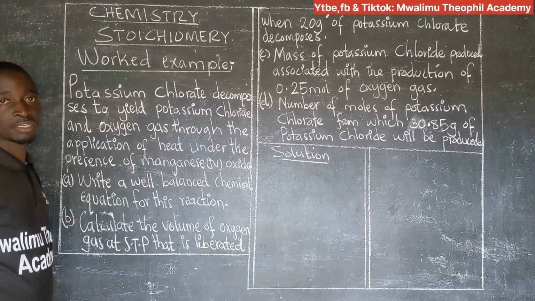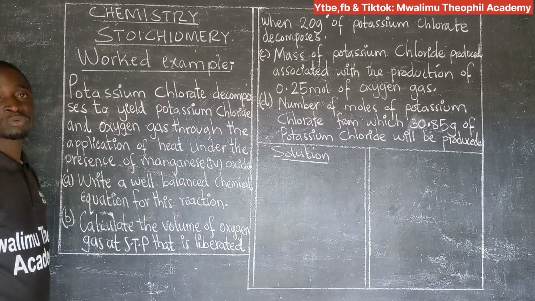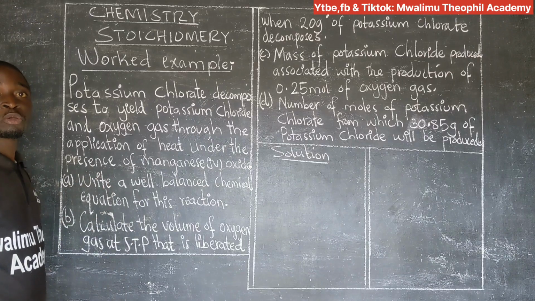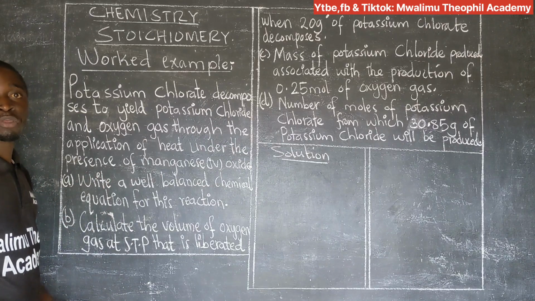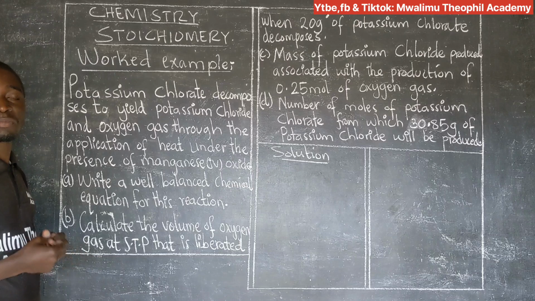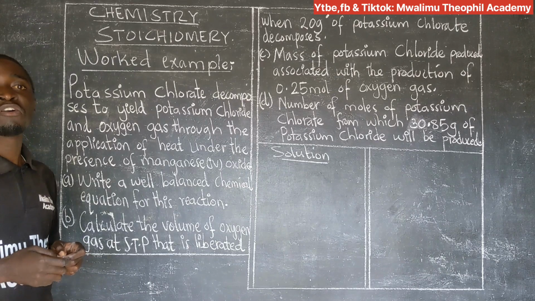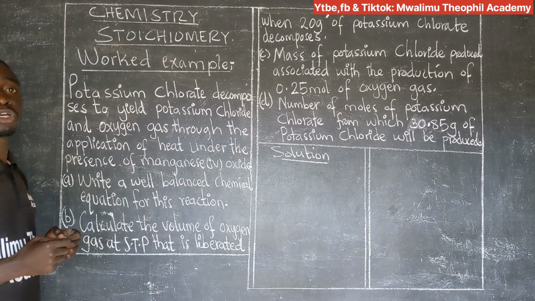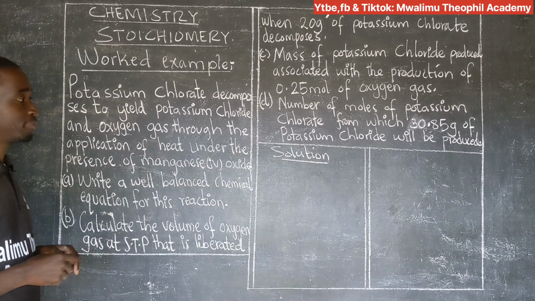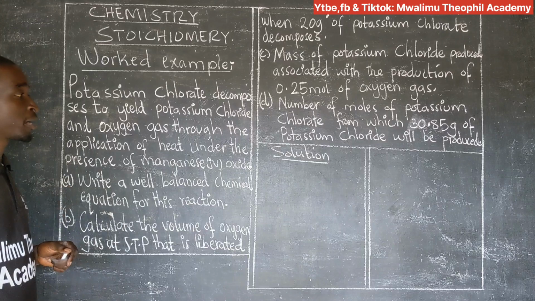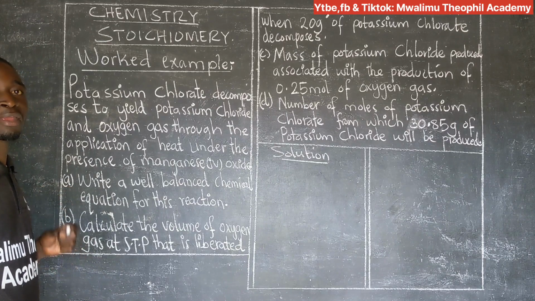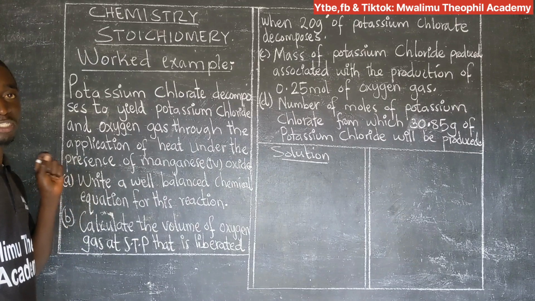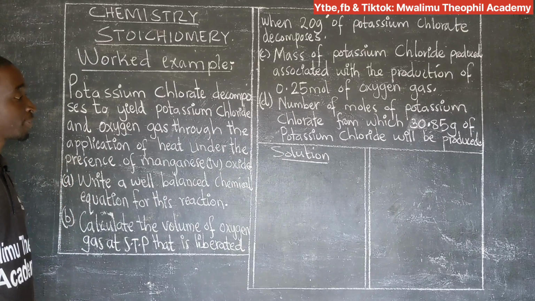You have to note that for any problem concerned with stoichiometry, you have to be competent with the idea of balancing chemical equations, because failure to balance the chemical equation will lead you to a wrong answer. You have to be careful, making sure that you've balanced the equation corresponding to that particular chemical reaction. Now, let us balance our equation.